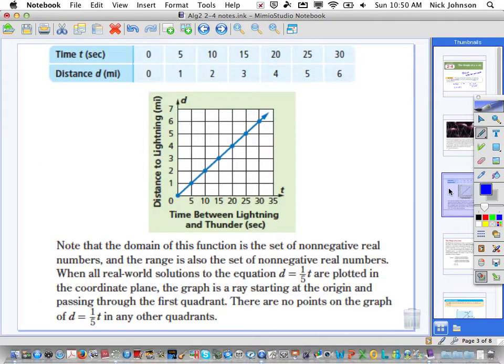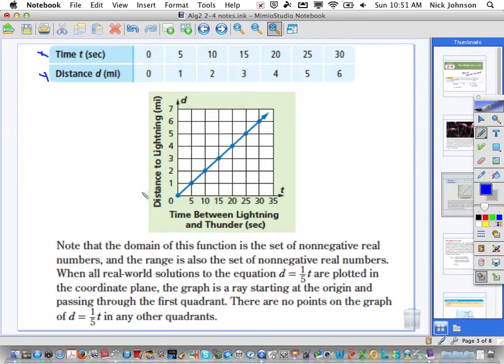So let's look at this, and they got a better graph than what Mr. Johnson does. So they put points in here. So when time is 0, distance was 0. When time was 5, distance was 1. When time was 10, distance was 2, etc., etc. T is our x in this case. D is our y. So they graphed these coordinate points. 0, 0, 5, 1, go to the right 5, up 1, 10, 2, to the right 10, up 2.